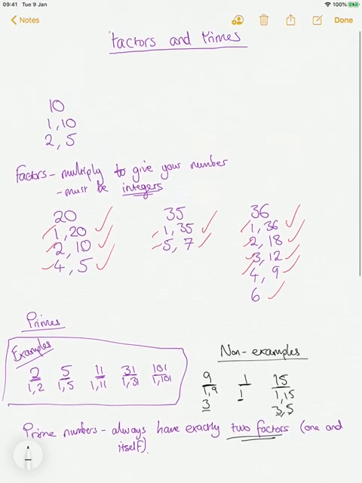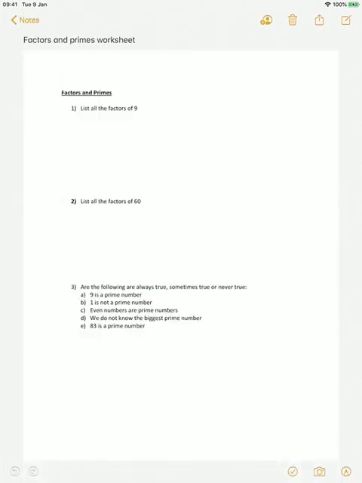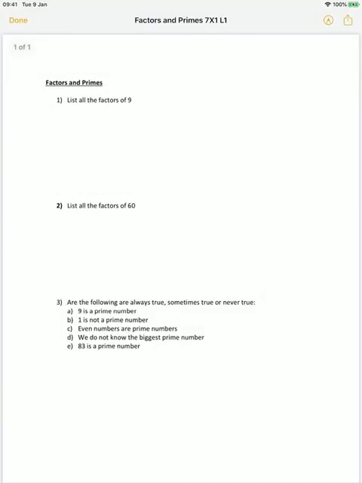Right, the next thing I'd like you to have a go at in your books, and I'll put this on Show My Homework as well, is this worksheet. So you can either just look at the video and have a go at it in your book, or you can download it from Show My Homework as well. I will be expecting you to send me your work from today, so your work from the video that you've watched and your work on Show My Homework, all this stuff, the factors and prime stuff in your book. I'll be expecting you to submit that via Show My Homework.